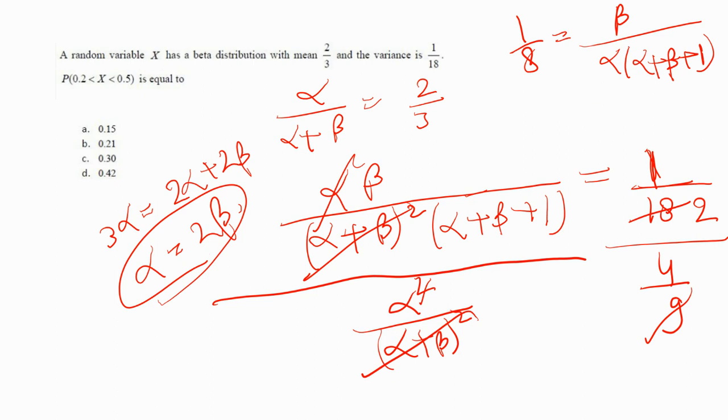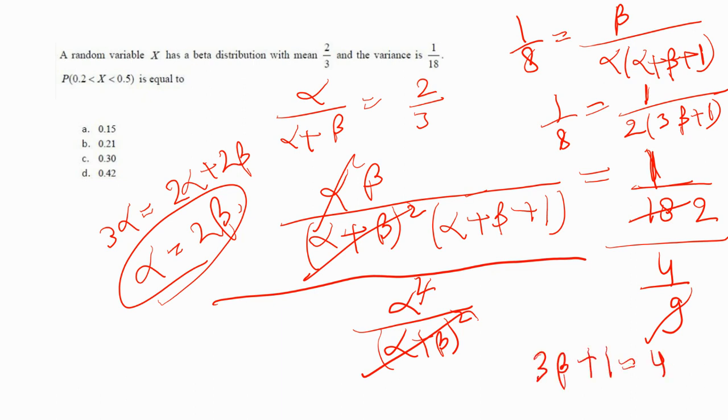So we will put alpha is equal to 2 beta. It will be 1 upon 2. It will be 3 beta plus 1, 1 upon 8. So this will be cancelled out. Ultimately, we will have 3 beta plus 1 is equal to 4. So beta will be equal to 1 and alpha will be equal to 2.